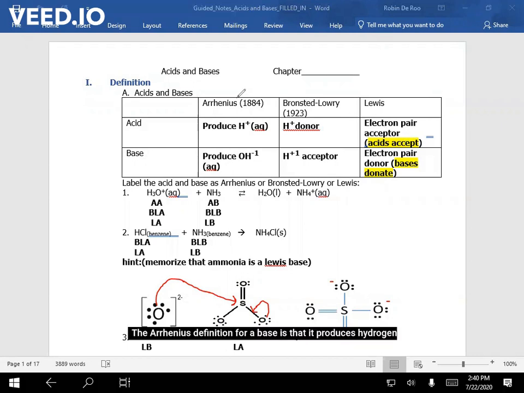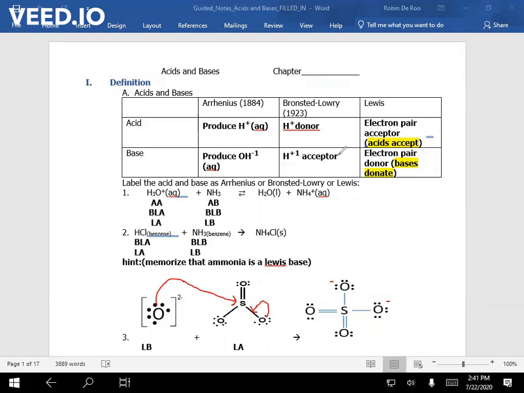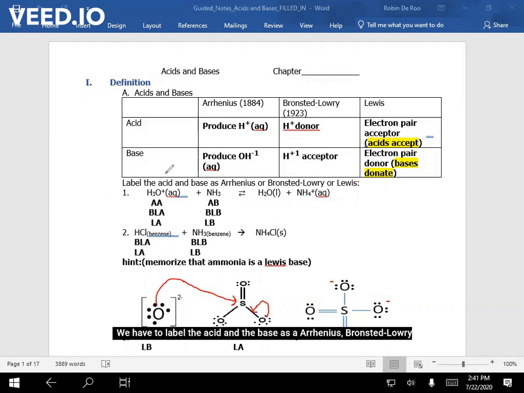The Arrhenius definition for a base is that it produces hydroxide ion in water. Bronsted Lowry defined a base as an H+ acceptor. And Lewis defines a base as an electron pair donor. So bases donate. So we have a problem. We have to label the acid and the base as Arrhenius, Bronsted Lowry, or Lewis.